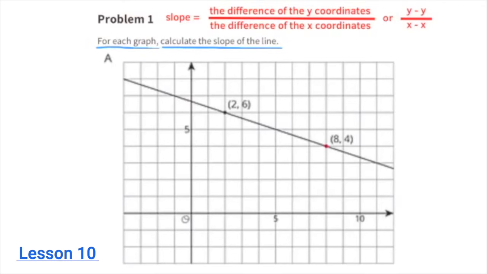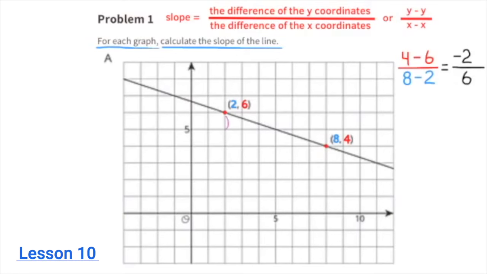Let's put a point for this set of coordinates, 8 and 4, and let's put a point for this set of coordinates, 2 and 6. So y minus y, that would be 4 minus 6, and x minus x, that would be 8 minus 2. 4 minus 6 is -2, and 8 minus 2 is 6. The slope of this line is negative 2 over 6.